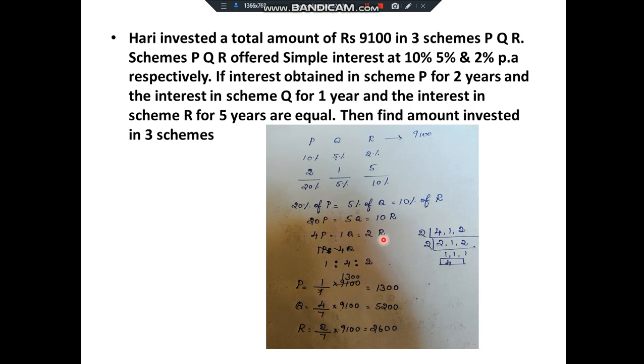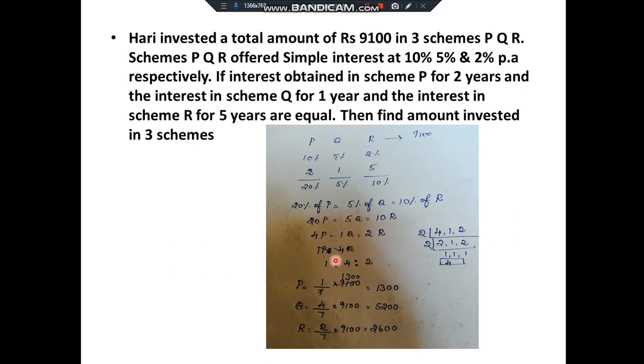I hope you understood. Using 5 table, 5 4s are 20. Similarly, 1 time, 2 times. So 4P is equal to 1Q is equal to 2R. This is what you get. So previously, if we have two schemes, how we will do, P by Q ratio we will take. So we'll get it as 1 by 4. So we'll consider P to be 1 and Q to be 4.